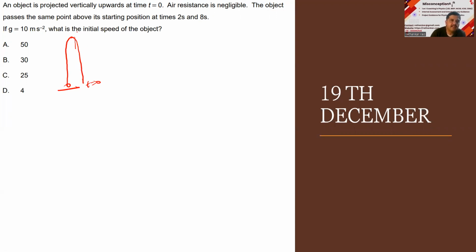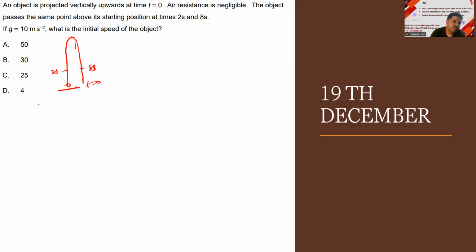Now he says the particle passes the same point, let us say at this point, at 2 seconds and 8 seconds. The time taken by the particle to start from here and to go here is 2 seconds. And once again, it keeps on going and finally it returns back and reaches the point at 8 seconds over here.